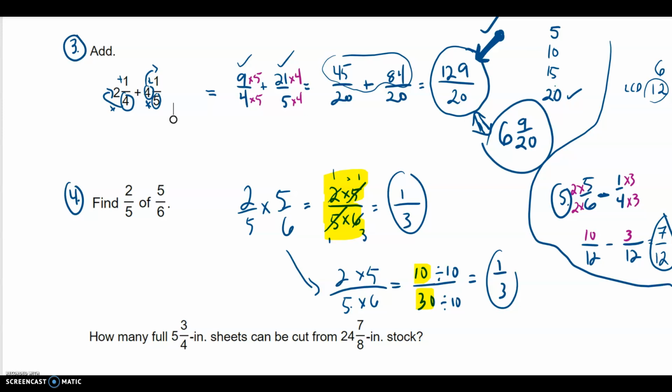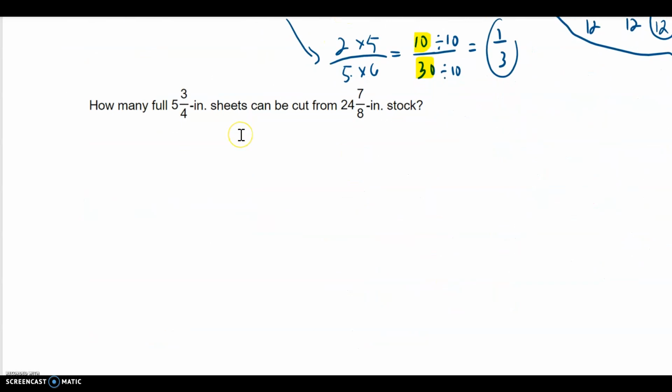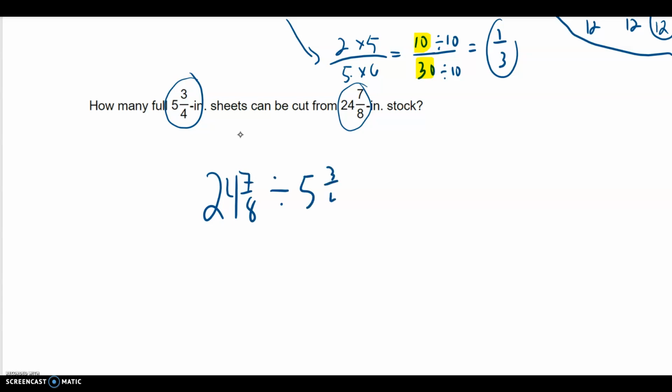Okay, one more. We haven't done division yet, so that's the last one. So this one's in the form of a word problem. How many sheets, 5 3/4, can be cut from stock 24 and 7/8? So you're dividing 24 and 7/8 by 5 3/4. Right, you're dividing up. How many of these sheets can you get out of this? You're going to cut it up into 5 3/4. So how many times can you do that? So let's do the division.